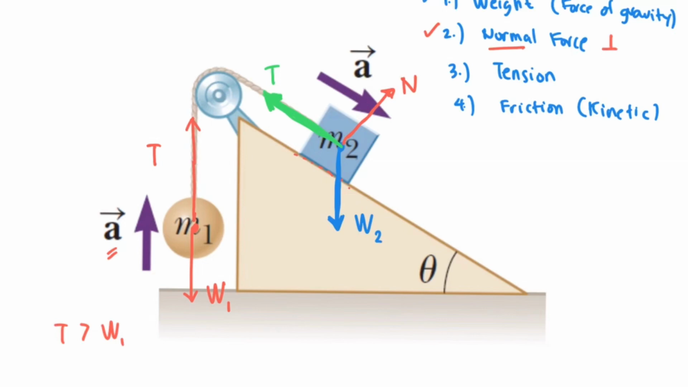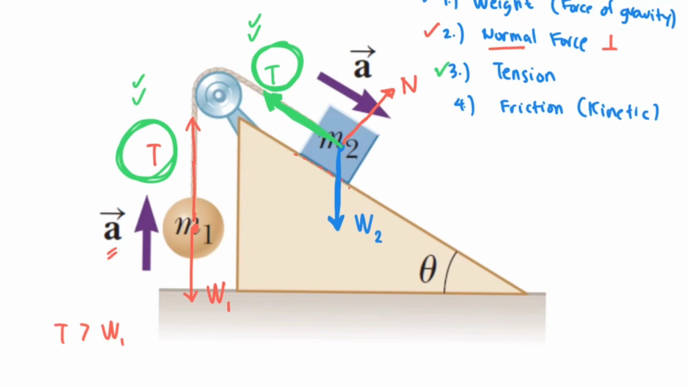And the tension that we have here on the ball, the tension that is acting on the ball, is actually equal to the tension that is acting on the block. Please take note of this very essential information. Since the two objects are connected by the same string, they will be experiencing the same tension. So we have number 3.